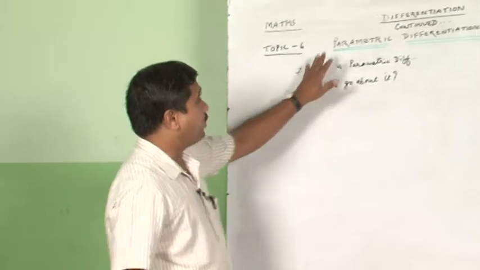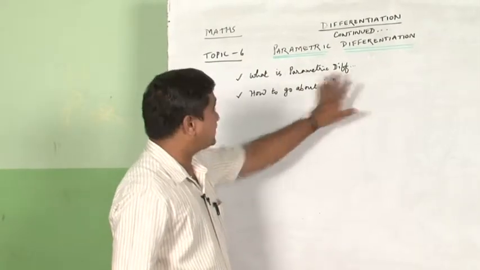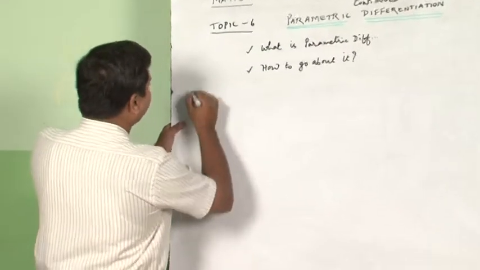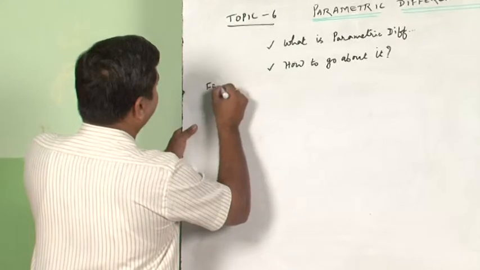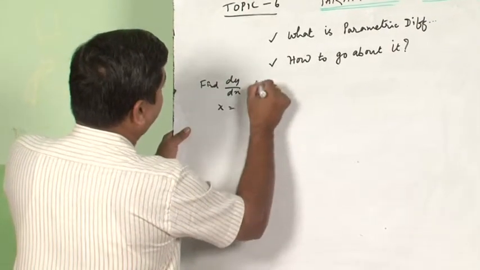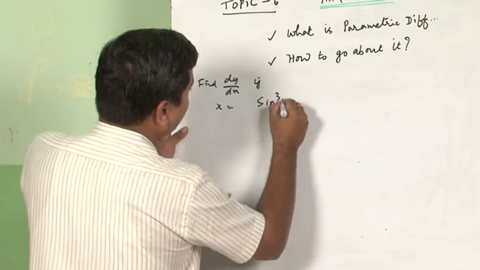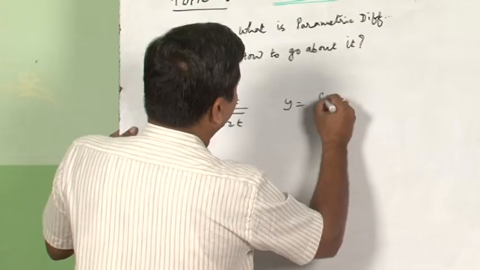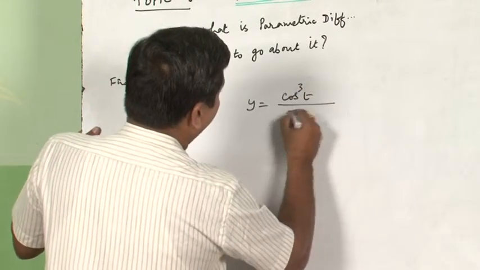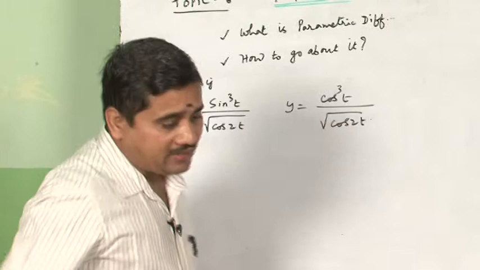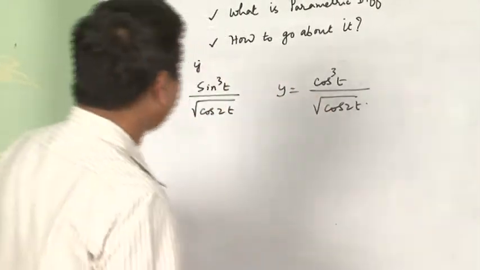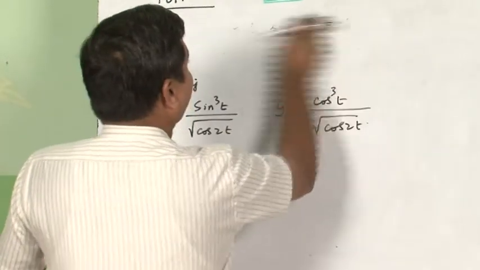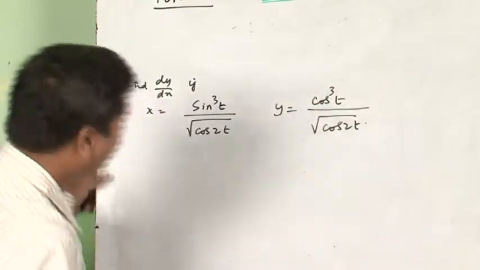Now we have seen what a parametric equation is, what parametric differentiation is, and how to go about it. Now, I will take a problem which is a bit critical: find dy by dx if x is equal to sine cube t upon root cos 2t and y is equal to cos cube t upon root cos 2t. This is a bit lengthy problem that you have to understand. So, I would request you to have a bit higher concentration on this. Look very carefully at the process as I do the differentiation.